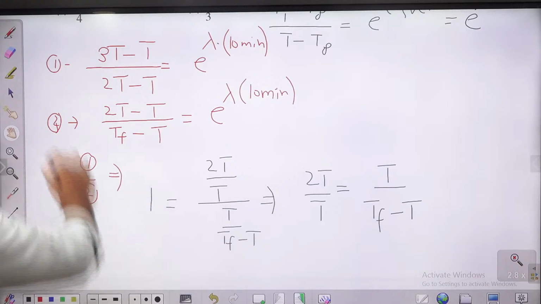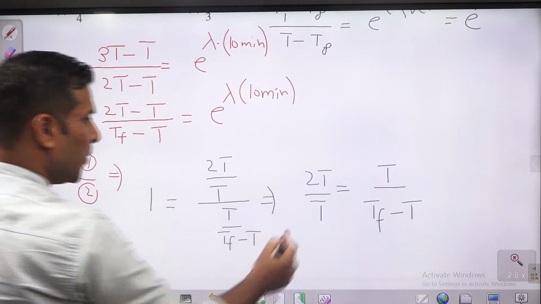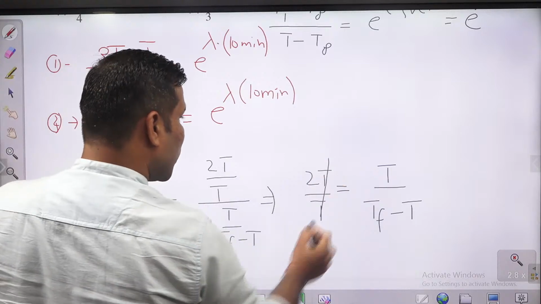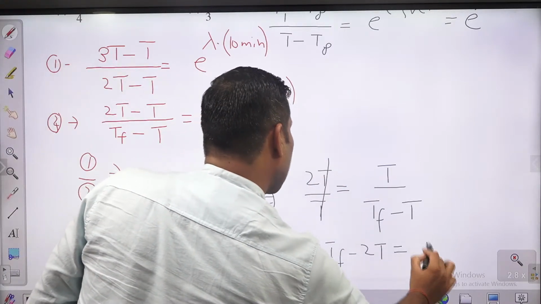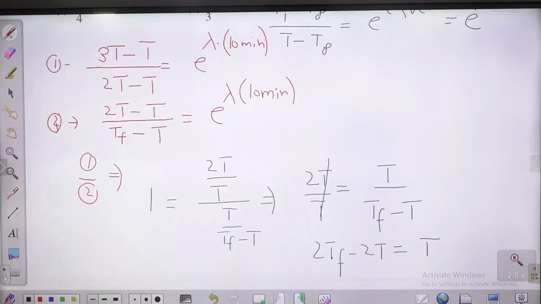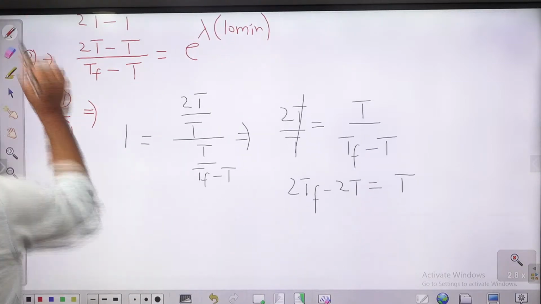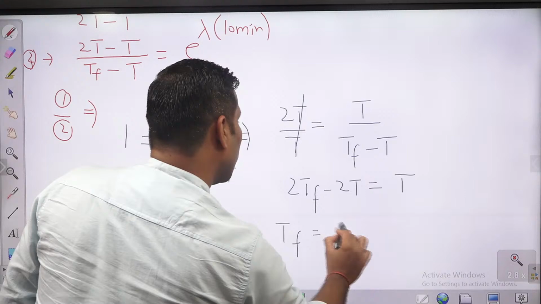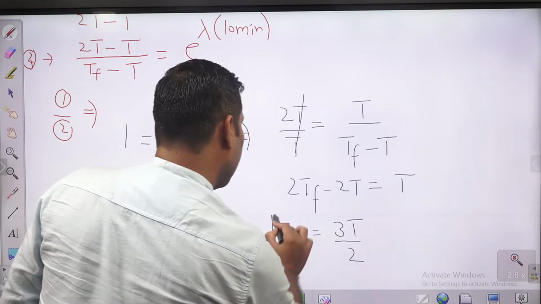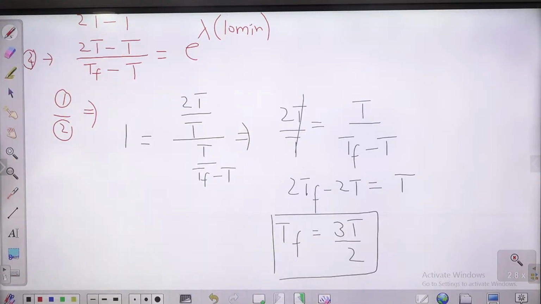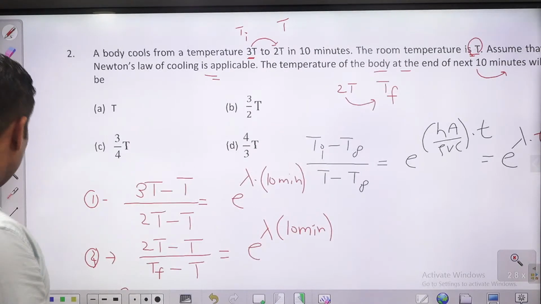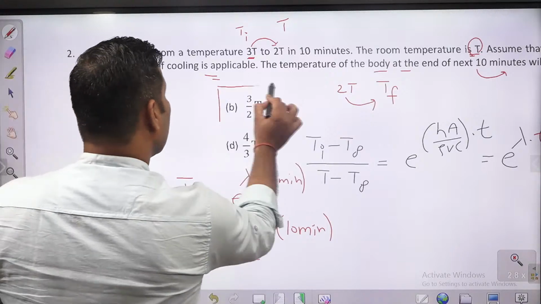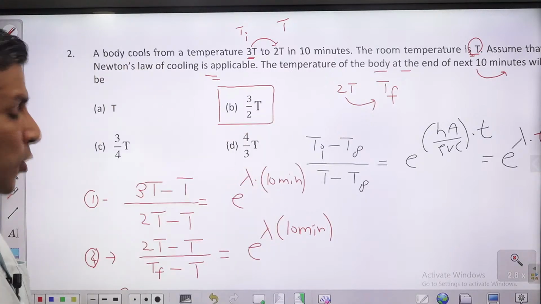This equation you will get. Okay, so if you solve this, what will you get, guys? इसको solve करोगे तो क्या आ जाएगा? 2T final minus 2T, that is equal to T. Okay, and T final equal to 3T by 2. T final equal to what? 3T by 2, guys. So how many of you are getting this answer? Final temperature is 3 by 2 T, means B is the right answer, guys. Option B answer हो जाएगा. Okay, so the question is very simple.